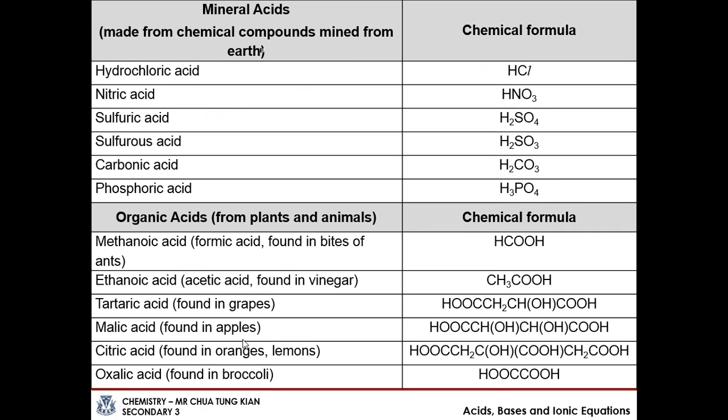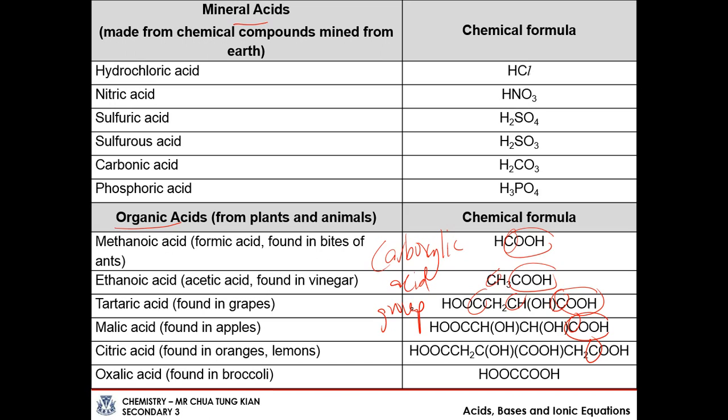So here are some examples of common acids. You notice that there are 2 categories here. One is the mineral acids and one is the organic acids. Simply put, mineral acids are mainly man-made acids, and organic acids are natural acids. You notice that most organic acids actually have the carbon element inside, and they have the COOH group. What is the COOH? It is actually the carboxylic acid group, which we will cover more in the topic of organic chemistry.